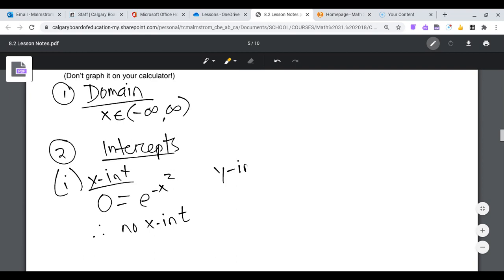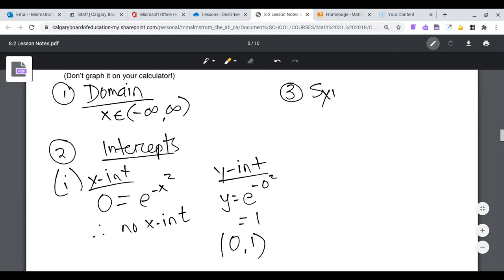And then what about a y-intercept? So the y-intercept would be when x is equal to 0. So e to the power of negative 0 squared. So really e to the power of 0, which is 1. So we have this y-intercept, very typical, at (0, 1).